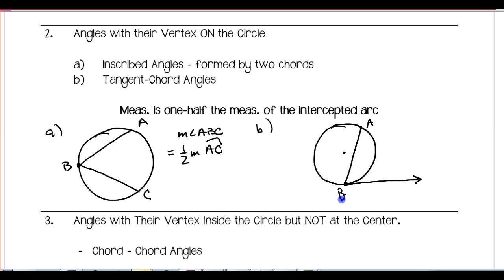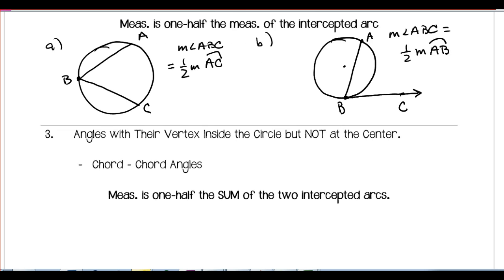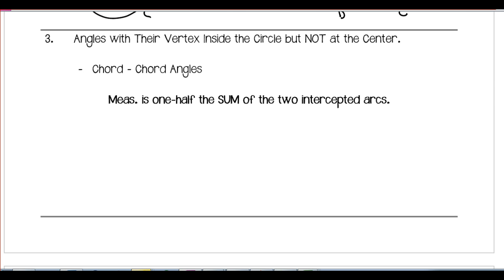We'll call this angle ABC. Again, this is an angle that has its vertex on the circle. So you see this chord divides the circle into two pieces. You want to think about the arc that's associated with this angle as the one that's inside the angle. So that would be arc AB. So for this one, the measure of angle ABC, again, is going to be half the measure of arc AB. Okay, so vertex on the circle, it's half the measure of the intercepted arc. All right, moving on to number 3, angles with their vertex inside the circle but not at their center. Again, if it is at the center, it would just be a central angle. That would bring us back to case 1.